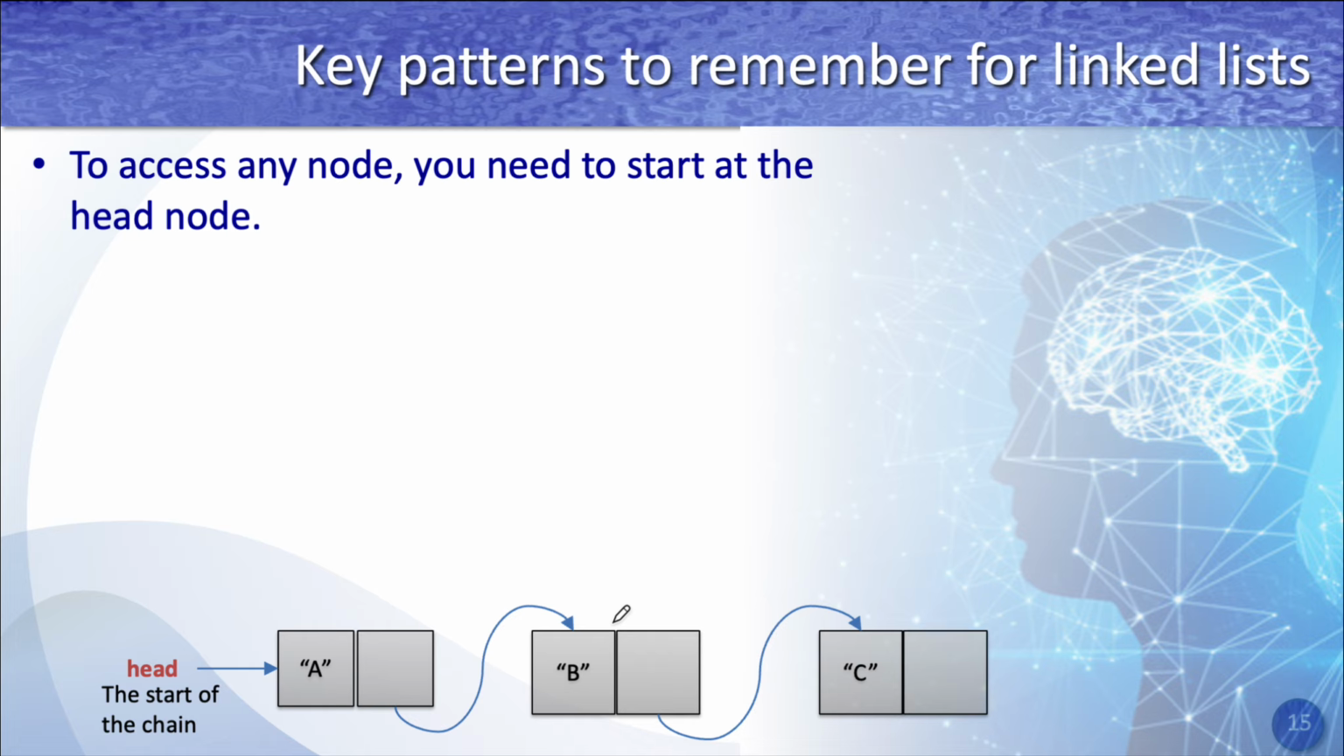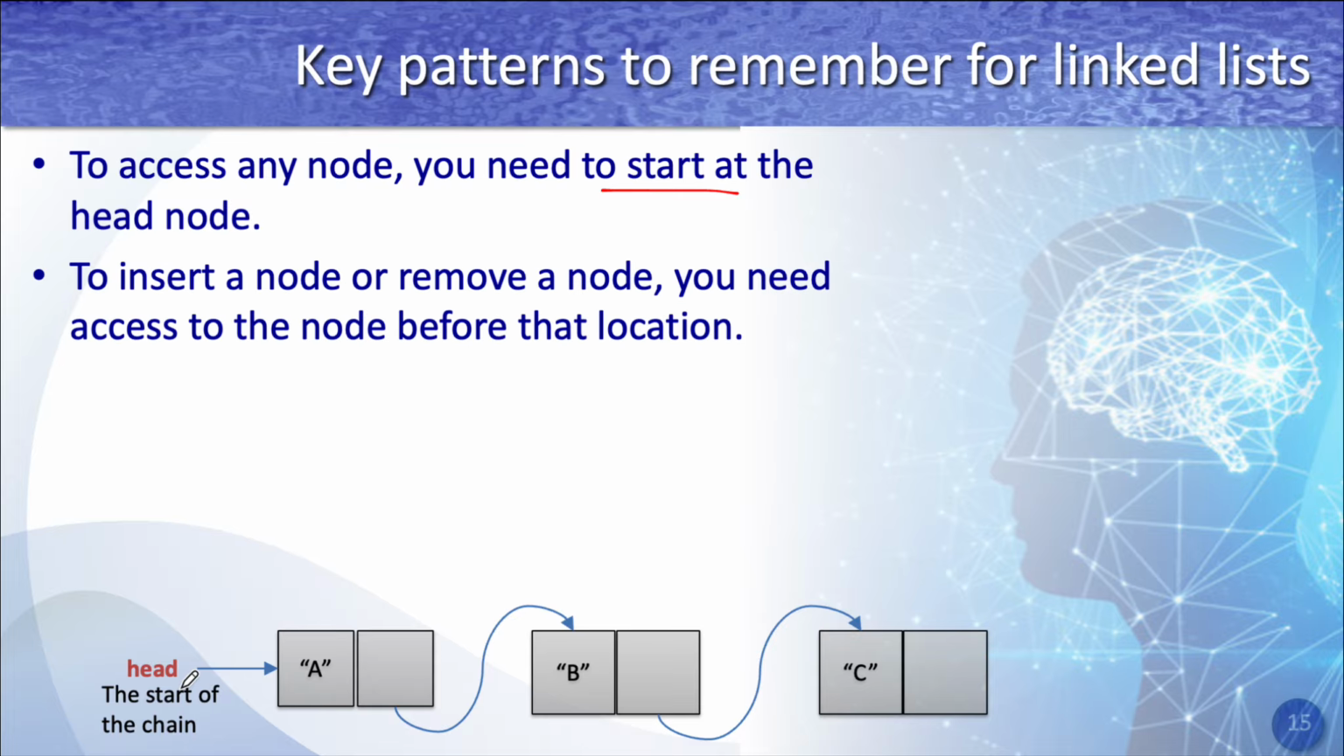So here are key patterns to remember for linked list. To access any node, you will always need to start at the head node. So that's the first thing. That's how the list works. You always start at the head node, and that's the only way to get to all of the nodes in this linked list. So the head node is the key.